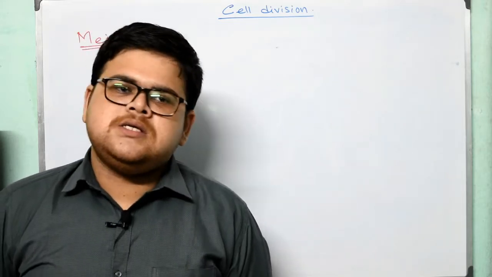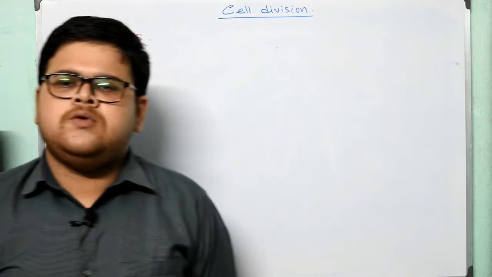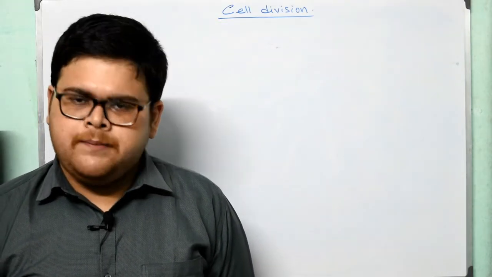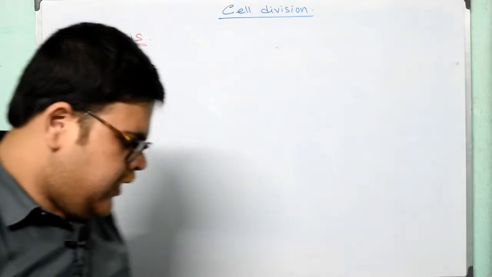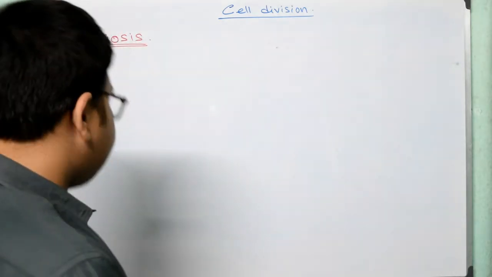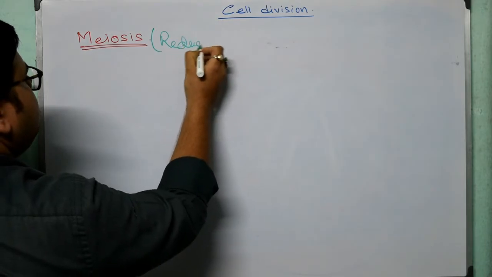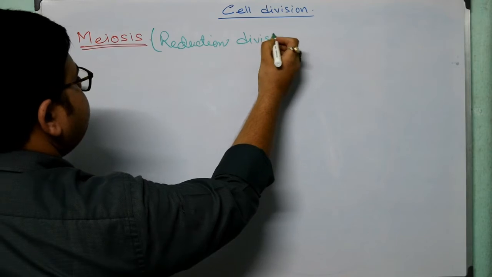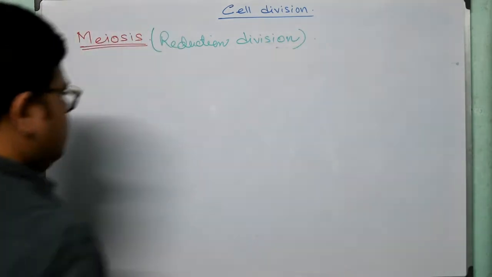See, in the ICSE syllabus meiosis is very little, and we just need to study that, but I will let you understand how meiosis happens up to what is in your syllabus. So what is meiosis? Meiosis is the reduction division producing gametes. So meiosis is reduction division. Why is it known as reduction division?